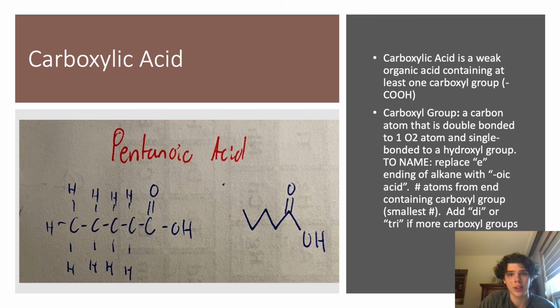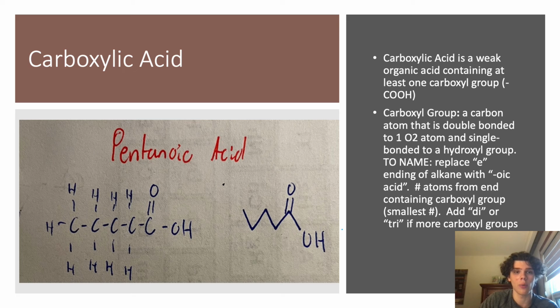Moving on to carboxylic acids, there are weak organic acids containing at least one carboxyl group. So carboxyl groups are a carbon atom that is double bonded to one O and single bonded to an OH group. So to name, you replace the E at the end of whatever alkane you have and add oic acid. So the number of atoms from the carboxyl group, and add di or tri if there are more carboxyl groups.